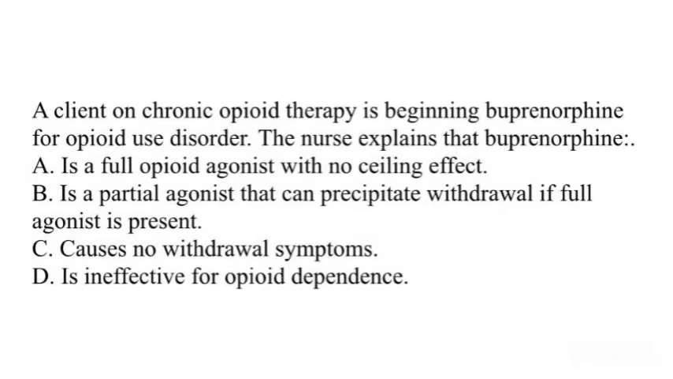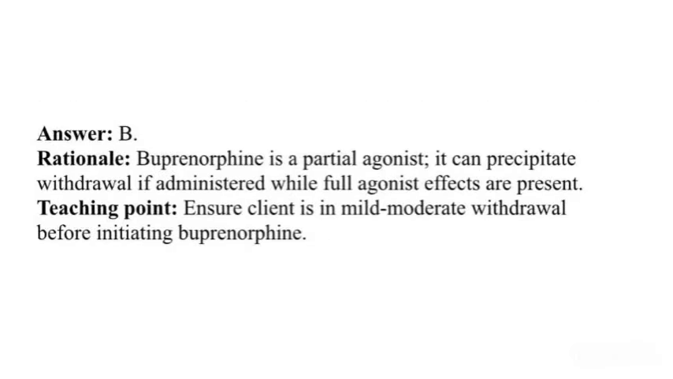A client on chronic opioid therapy is beginning buprenorphine for opioid use disorder. The nurse explains that buprenorphine: A. Is a full opioid agonist with no ceiling effect. B. Is a partial agonist that can precipitate withdrawal if full agonist is present. C. Causes no withdrawal symptoms. D. Is ineffective for opioid dependence. Answer, B. Rationale: Buprenorphine is a partial agonist. It can precipitate withdrawal if administered while full agonist effects are present. Teaching point: Ensure client is in mild-moderate withdrawal before initiating buprenorphine.